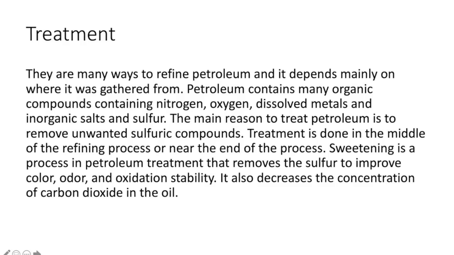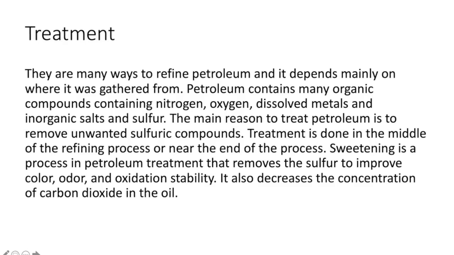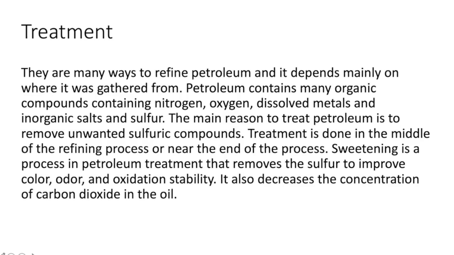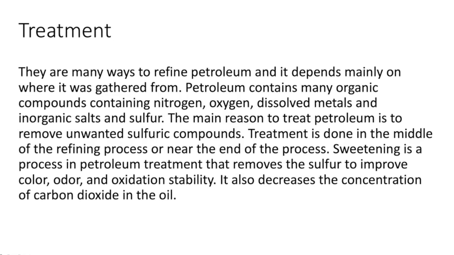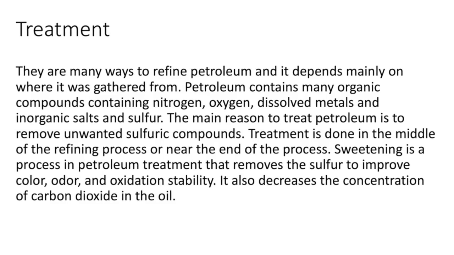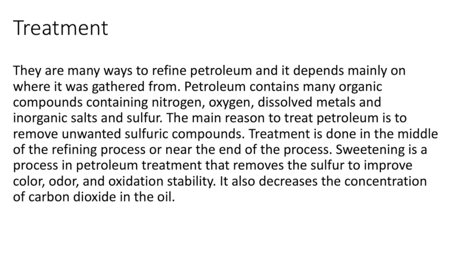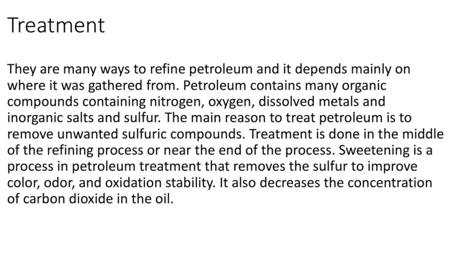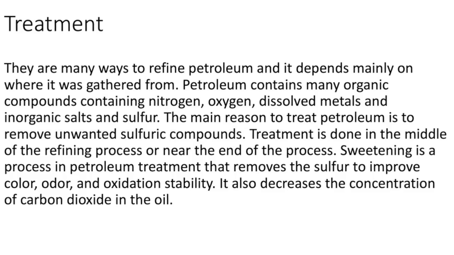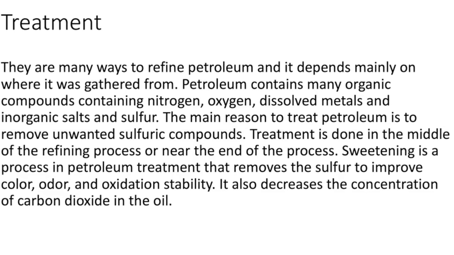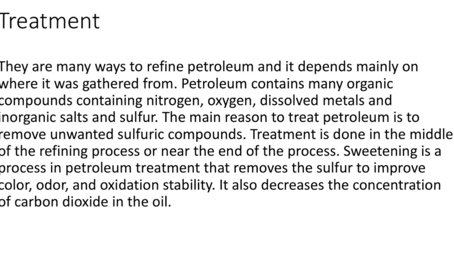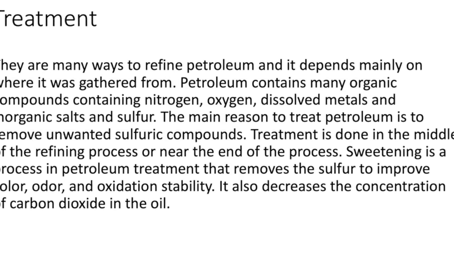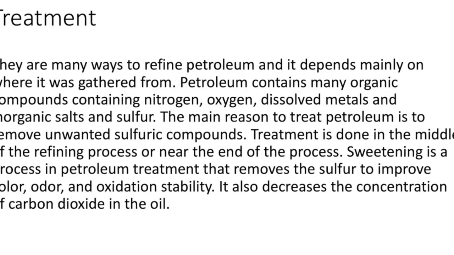There are many different ways to refine petroleum, and it depends mainly on where it is gathered from. Petroleum contains many organic compounds containing nitrogen, oxygen, dissolved metals, and inorganic salts, and sulfur. The main reason to treat petroleum is to remove unwanted sulfur compounds. Treatment is done in the middle of the refining process or near the end of the process. Sweetening is a process in petroleum treatment that removes the sulfur to improve color, odor, and oxidation stability. It also decreases the concentration of carbon dioxide in the oil.